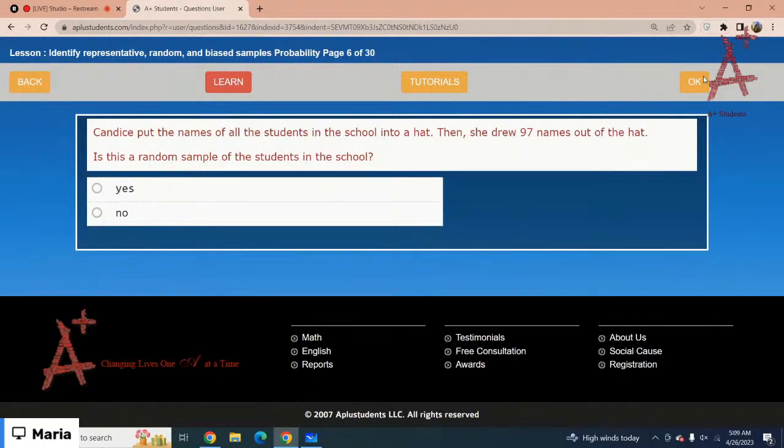Okay. Candice put the names of all the students in the school into a hat. Then she drew 97 names out of the hat. So is this a random sample of the students in the school? Yes, that would be random because all of the students' names were in the hat. She selected 97 randomly. So that would be the random data. Got it?